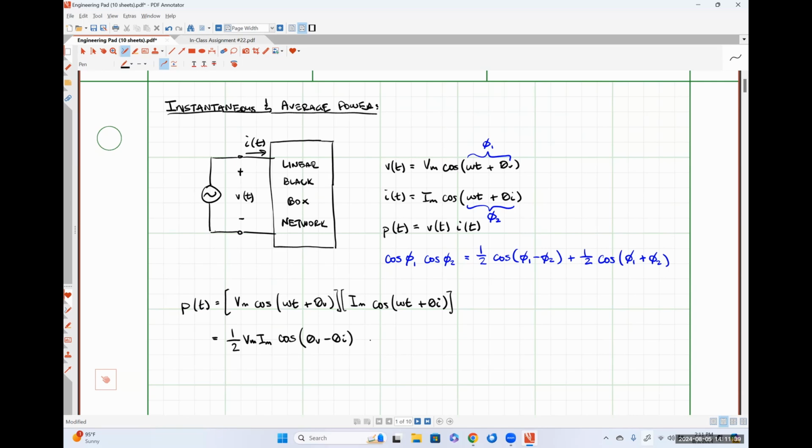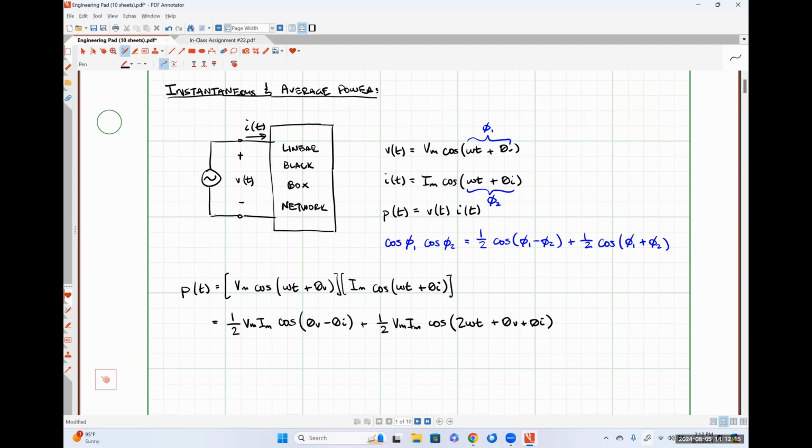And let's go on to the second part of our trig identity. So we're going to have another factor of 1/2 Vm Im cosine. And now I need to add those two angles together. So omega t plus theta v plus omega t plus theta I is going to look like twice omega t plus theta v plus theta I. So does this expression match with what we observed from the graph that we looked at before?